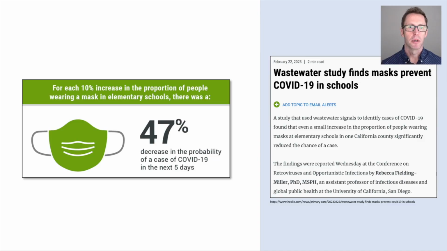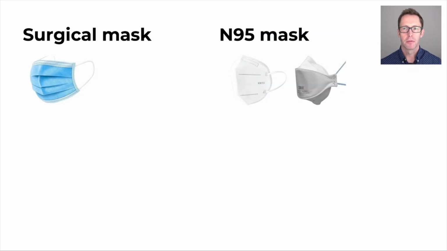Another study in the US that looked at mask wearing in schools found that for each 10% increase in the proportion of people wearing a mask, there was a 47% decrease in the probability of a COVID case in the following 5 days. So really what we're seeing here is that the more people who are wearing masks in a classroom, the greater the level of risk reduction. And importantly, you don't need 100% of people to be wearing a mask to get a very significant risk reduction overall.